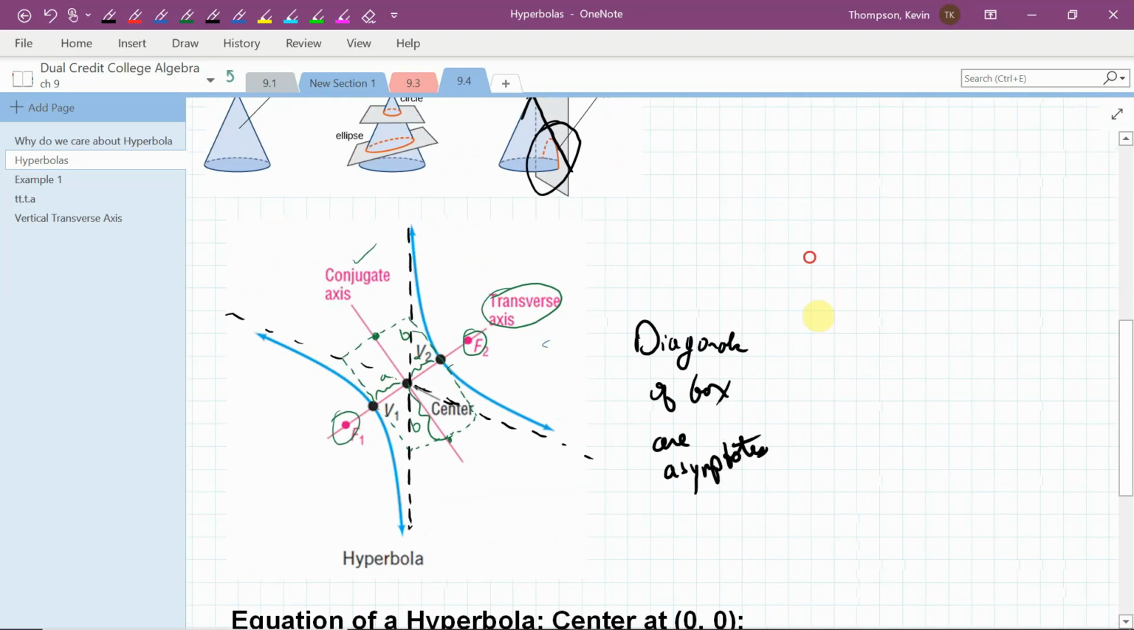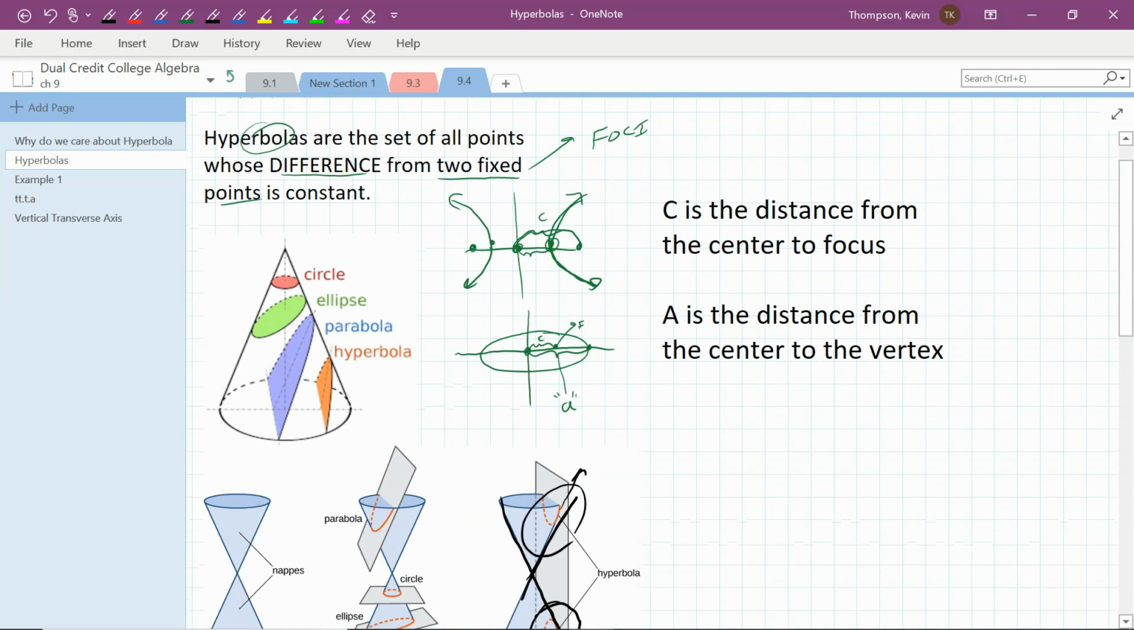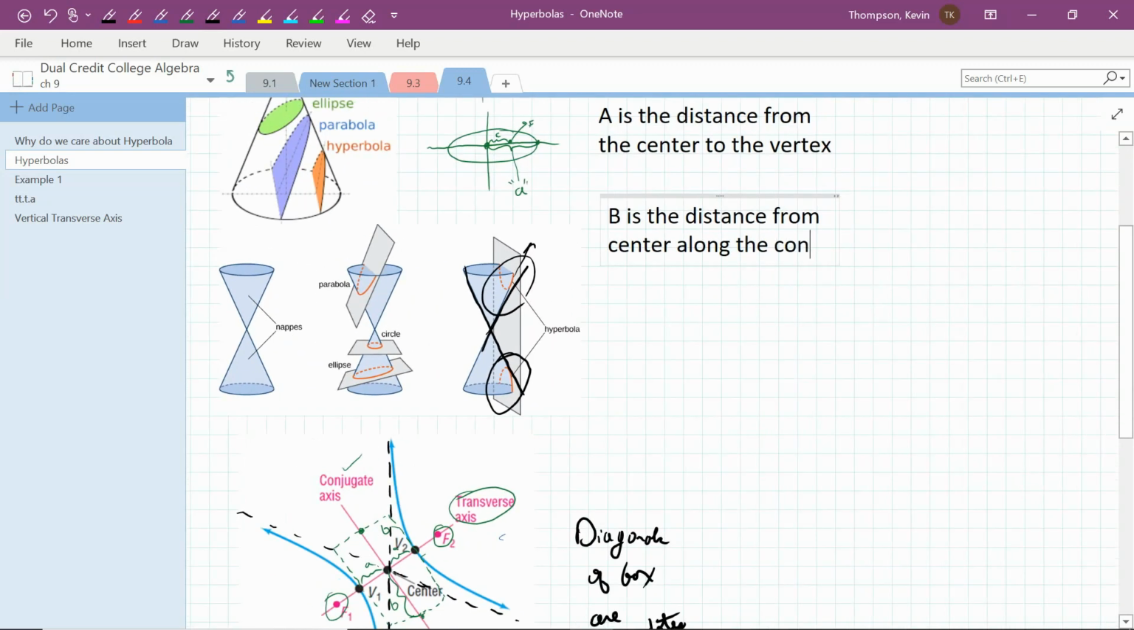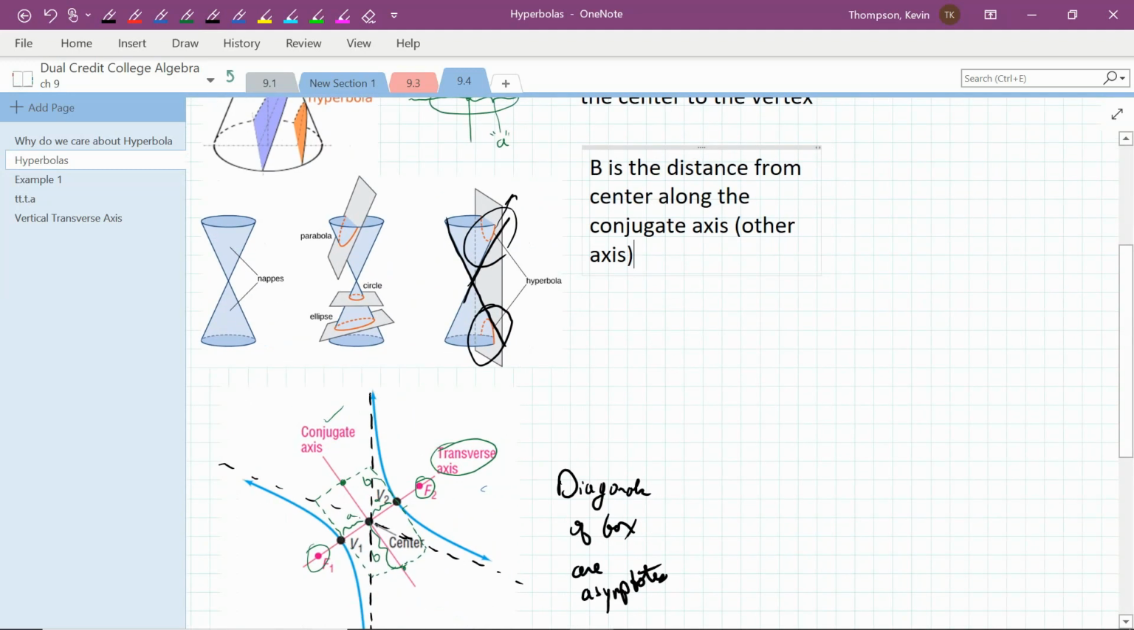But so I might write that b is the distance from center along the conjugate axis. And really that's just the other axis. That's the name given to it. But remember transverse, you can see it here. Transverse is the one with the foci and vertices. So b is the distance from the center along the other axis.